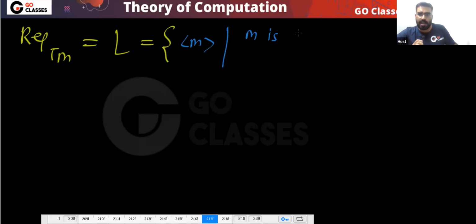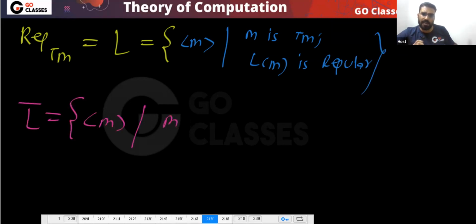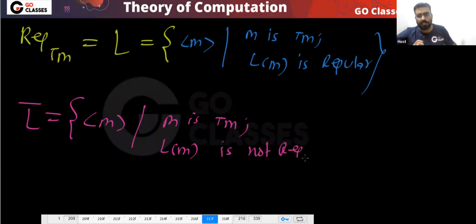M is a Turing machine, L(M) is regular. What will be L complement? L complement will be: M is a Turing machine, L(M) is not regular. Can you notice both are non-monotonic properties?